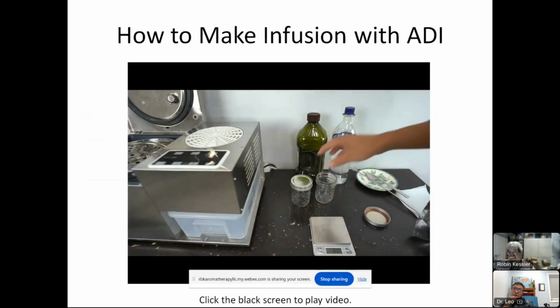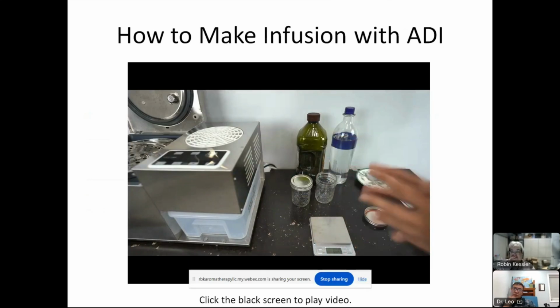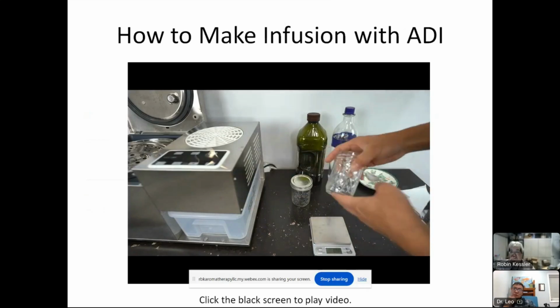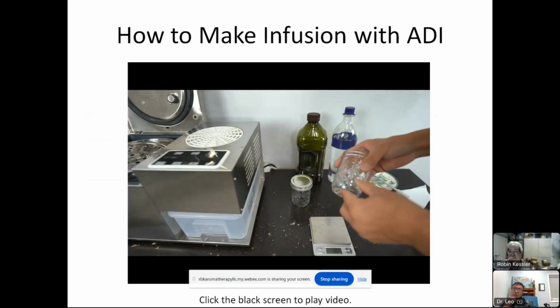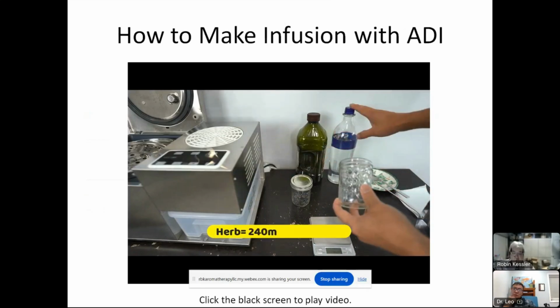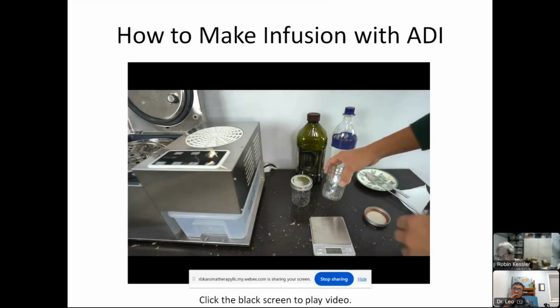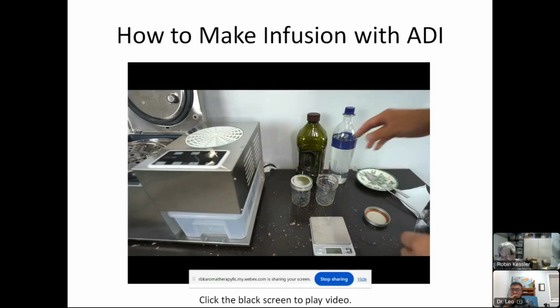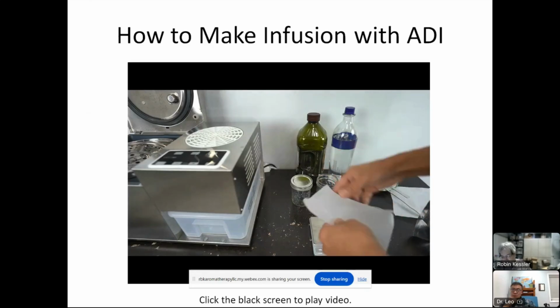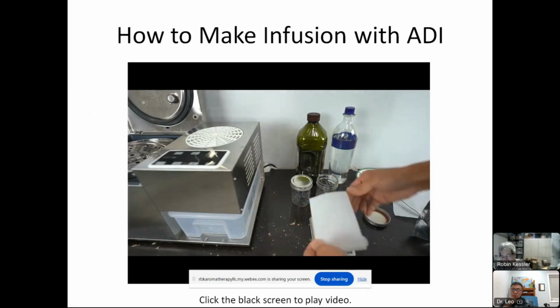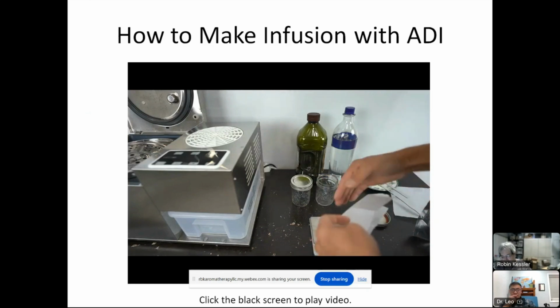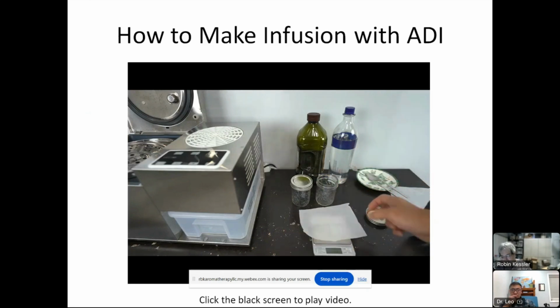For the dry powder, it's 1 to 5. That means the total is 6 parts: 1 part is herb and 5 parts is solvent. So 240 milliliters divided by 6 is 40. That means we use 40 grams of turmeric root powder. So I have my weight, zero it.